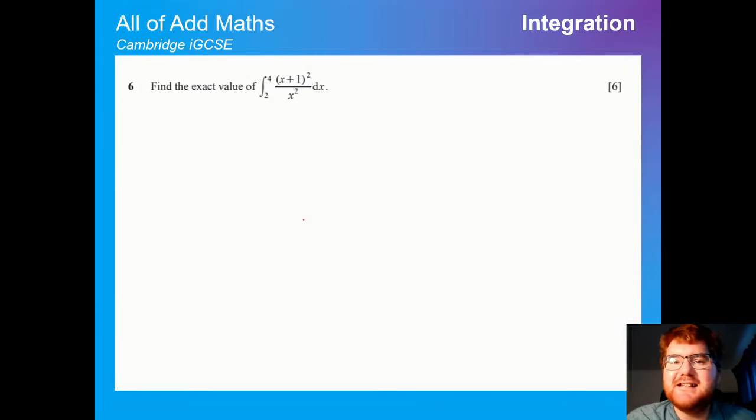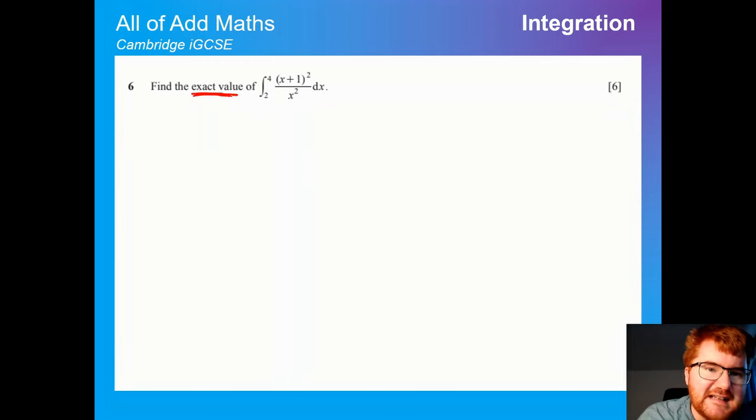Okay, and on to the second half of the calculus part of Add Maths, and this is where we're going to look at some integration. So here we want to find the exact value. Now that's important. So as soon as they start saying exact value, you need to write this in terms of natural log or roots or something like that. So do keep that in mind.